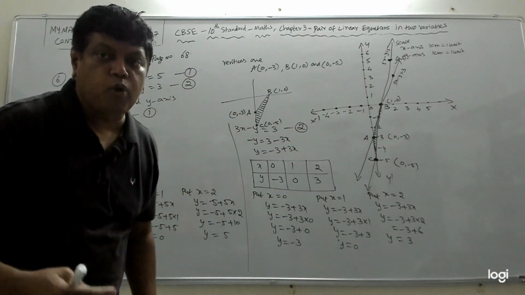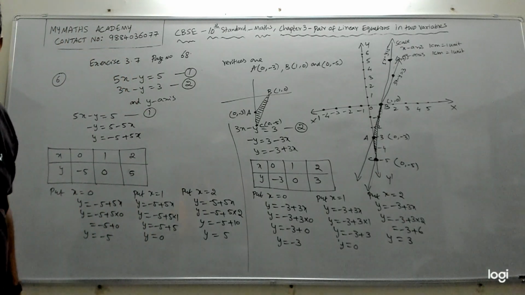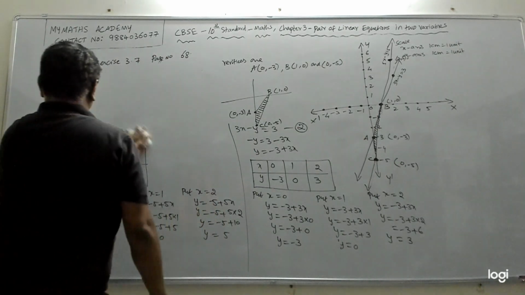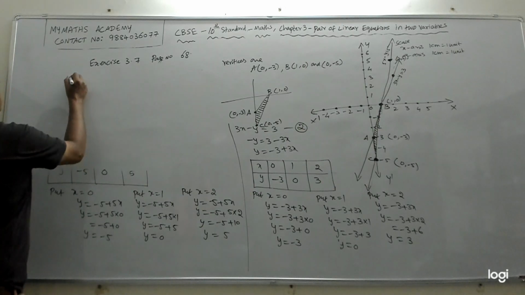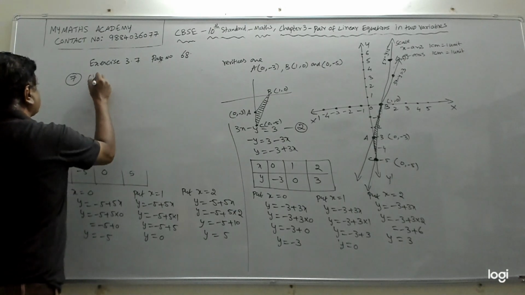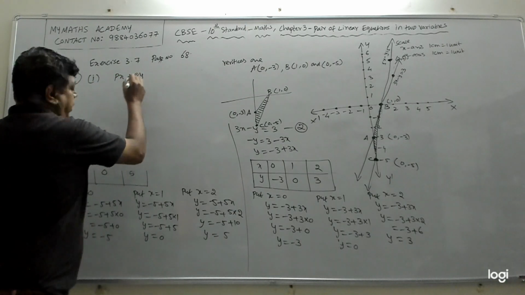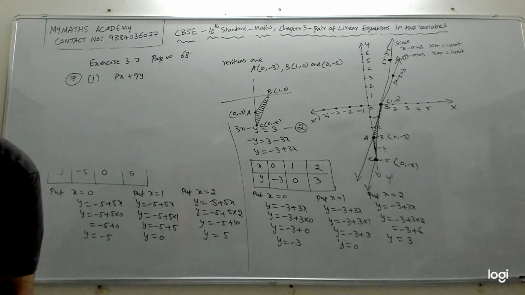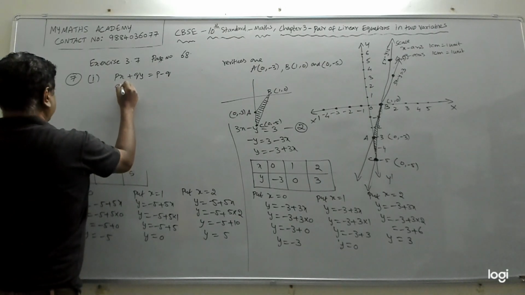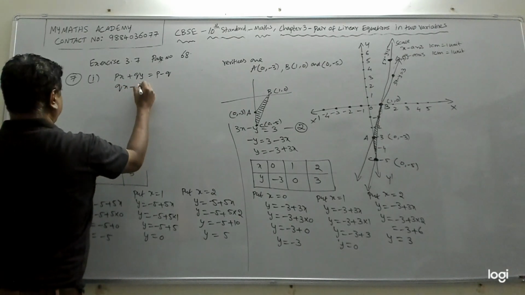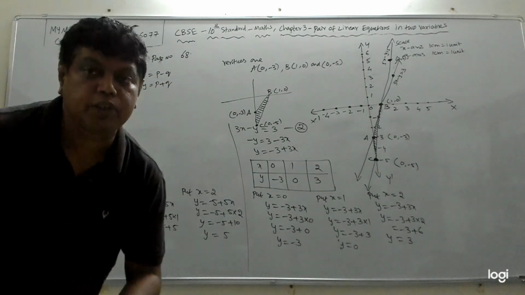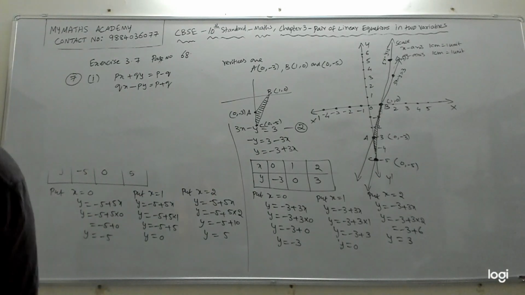Now we will move on to the next problem in 3.7, the seventh problem. The seventh problem has many subdivisions. We'll do the first one. What is the first problem? The first subdivision: Px plus Qy equal to P minus Q. The other one is Qx minus Py equal to P plus Q. We need to solve these two equations.